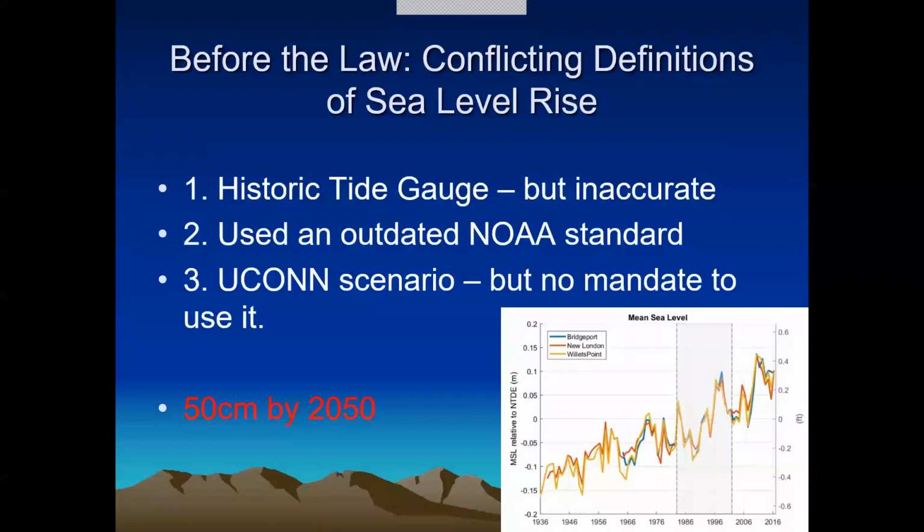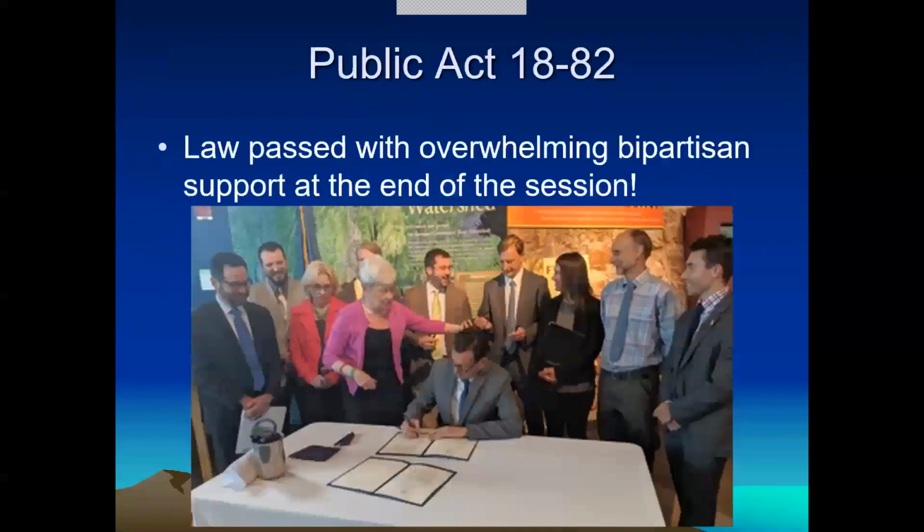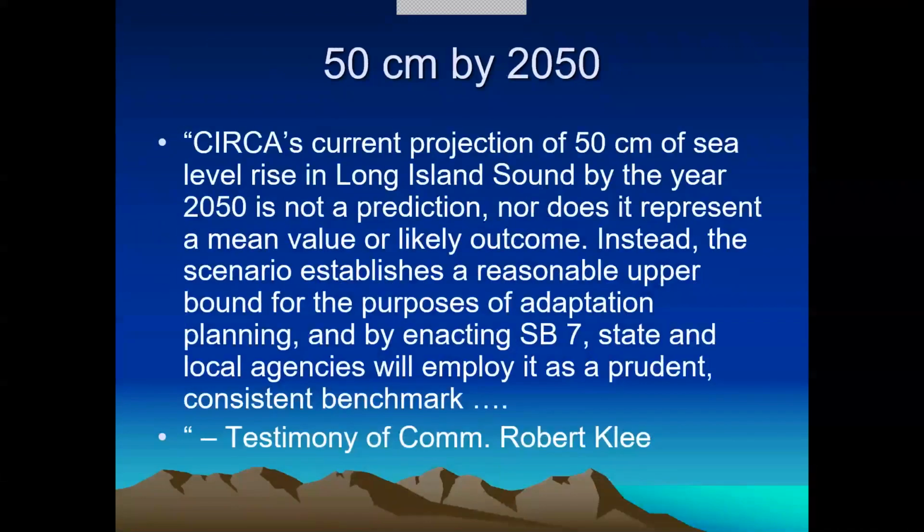They had a NOAA standard that was in part of the statutes, and they also had a UConn scenario, this work as being reported, but there was no mandate to use it. This was a bit confusing. They signed Public Act 1882, and it did a couple of big things. So the first thing is the 50 centimeters by 2050. That's big news. So Rob Klee, Commissioner Klee, when he spoke for this, he was Commissioner of the DEP, he said, CIRCA's current projection of 50 centimeters of sea level rise in Long Island Sound by the year 2050 is not a prediction, and that's important to know.